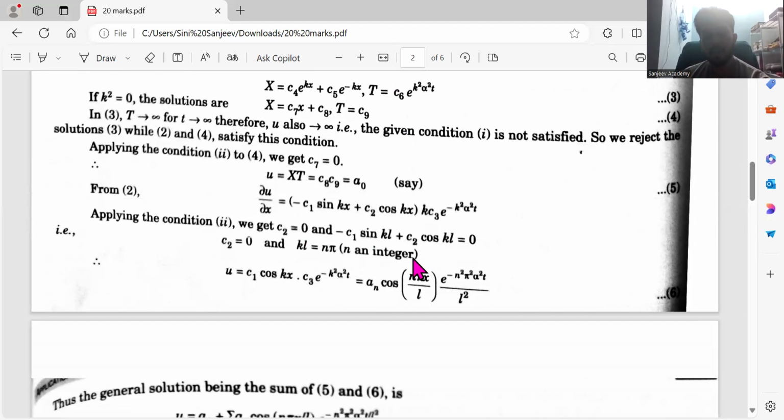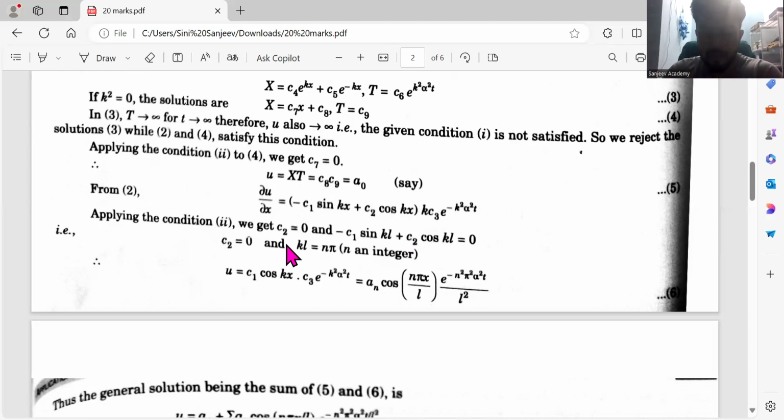And how did this become 0? I'll tell you. C2 is 0, so this term is entirely gone. Correct. sin KL is equal to 0. You might be wondering how KL is equal to n pi. KL is equal to n pi because you can see here, sin KL is equal to 0. What is sin n pi value?